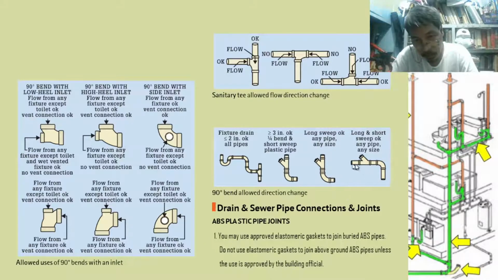The correct slope is going down here, not going up. The correct direction is going down. The correct slope. P-trap, going up, correct. Then going down, going down, going down. This is sanitary. Okay, sanitary. This is what? Fixture drain. Okay, fixture drain. This one, fixture drain.